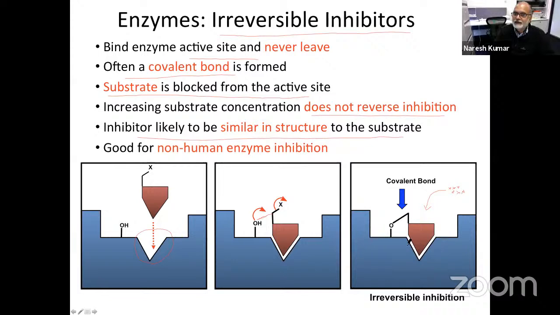And also, this kind of inhibition is good for non-human or pathogen inhibition. If you want to kill a virus or kill a bacteria, you want this kind of inhibition so that you destroy the bacterial enzyme by irreversible inhibition. If the bacterial enzyme is destroyed, the bacteria is dead. It's not affecting the humans, only the bacteria. So let's look at a real example of this now.